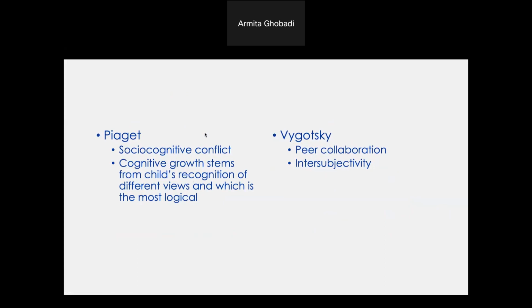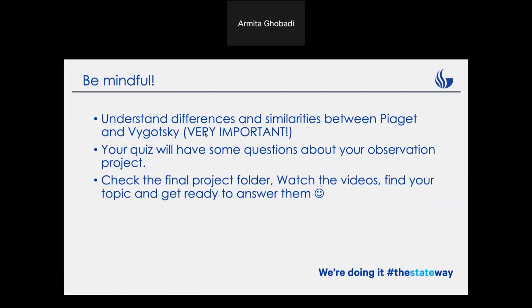They are, again, very important, and they are going to be quiz questions and exam questions, so make sure you learn all of them. Be mindful. I guess I'm saying that like 10 times, but understand the differences and similarities between Piaget and Vygotsky.